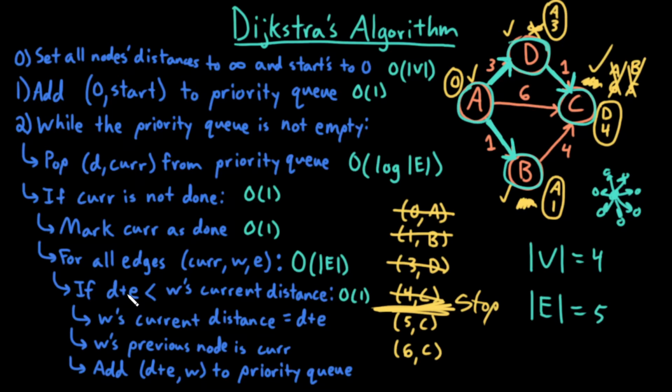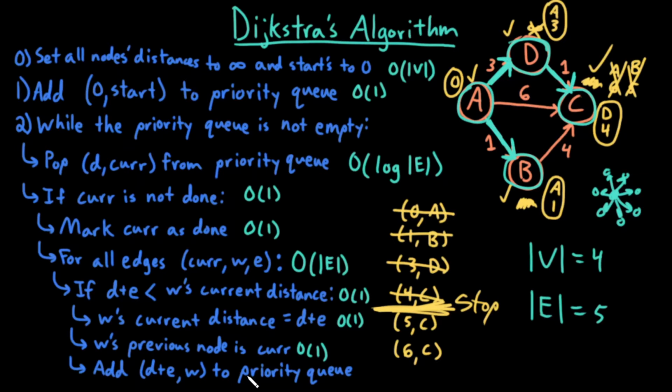Because this is just an addition, which is constant time, and then a comparison against the current distance, which is also just a constant time lookup. So this comparison is constant time. Setting a distance is constant time. Previous node is constant time. That's just setting a value.